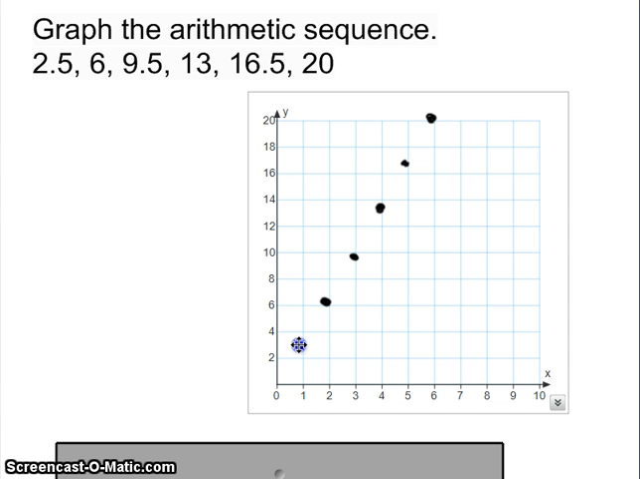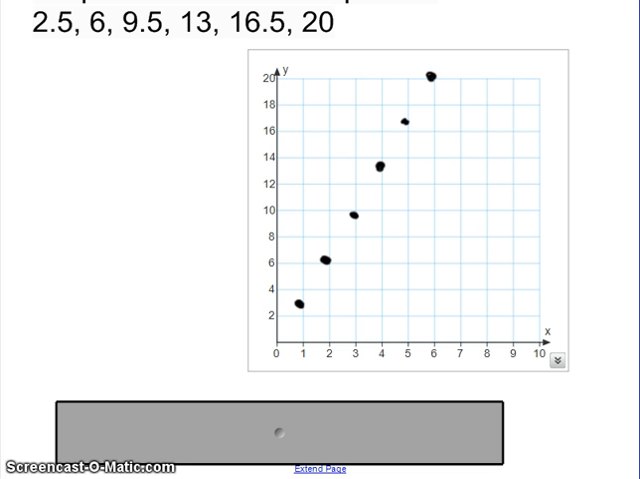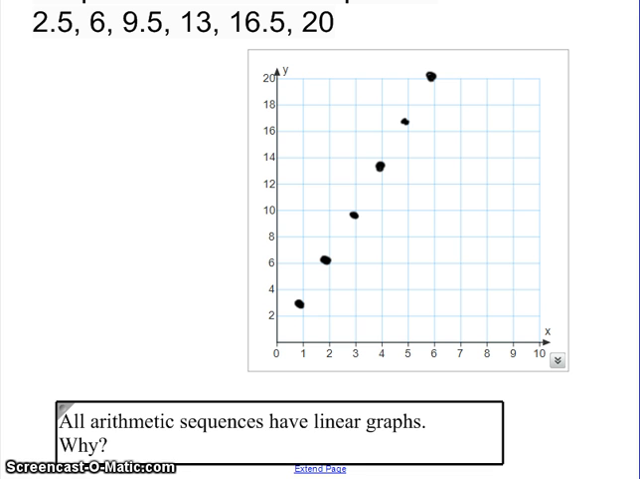Okay. So we want to examine what this looks like. This is linear, right? They do line up. Remember, when you're graphing a sequence, you're not connecting the dots. It's discrete. It is not continuous. All arithmetic sequences have linear graphs. And again, we've stated before that not all sequences have linear graphs, but all arithmetic sequences have linear graphs. So if you always add the same amount to get the next term, then it's going to line up in a straight line.